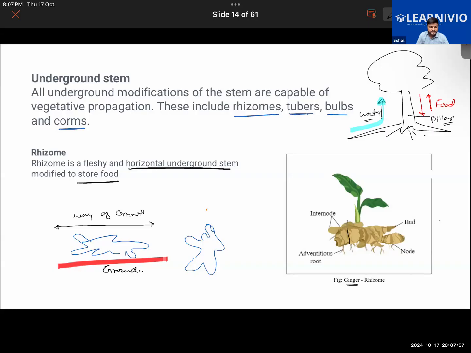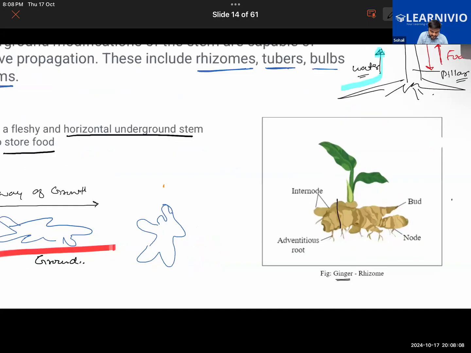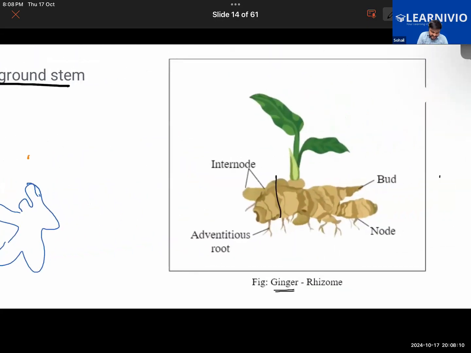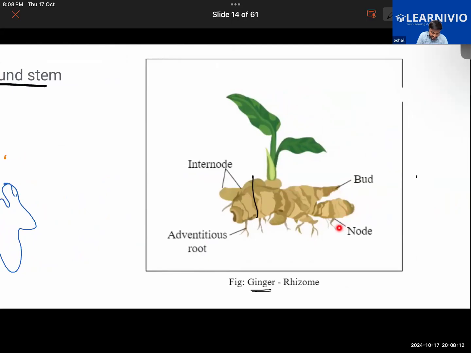Getting what I'm trying to say? Or not? So in this case now, nodes and internodes that are present in the ginger plant will basically be visible as these brown lines, as you guys can see here. Hope you guys can spot this here.